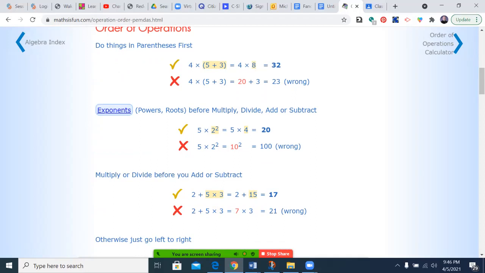Exponents, powers and roots, are before the multiplying, dividing, adding, subtracting, but after parentheses. So with 5 times 2 squared, we turn that 2 squared into 4, and then 5 times 4, which is 20. Otherwise, you'd get 5 times 2, which is 10, and then squaring that, 10 squared is 100.